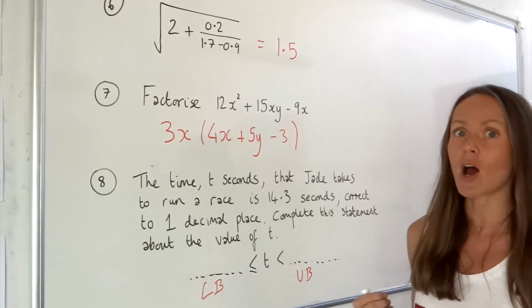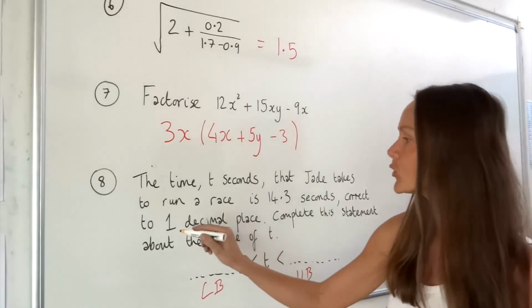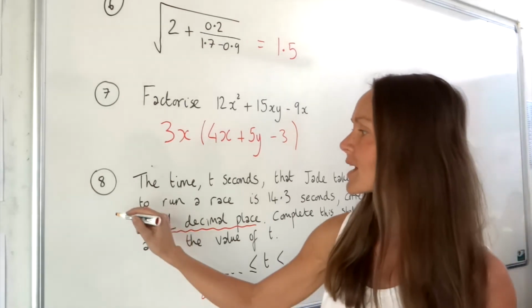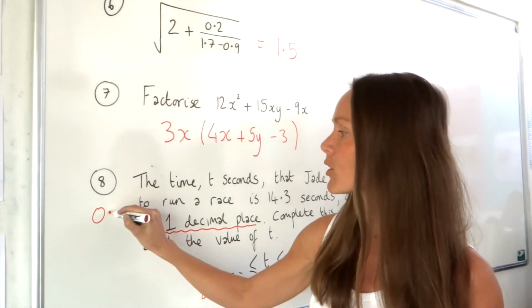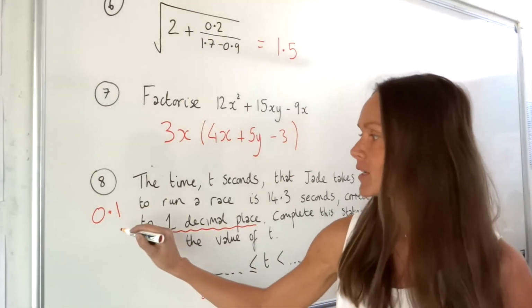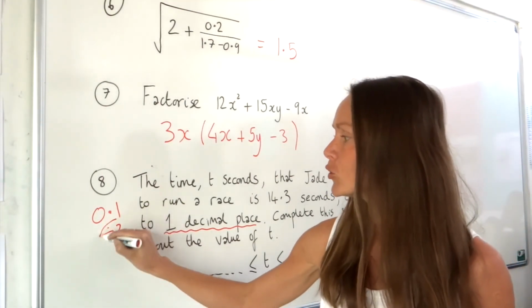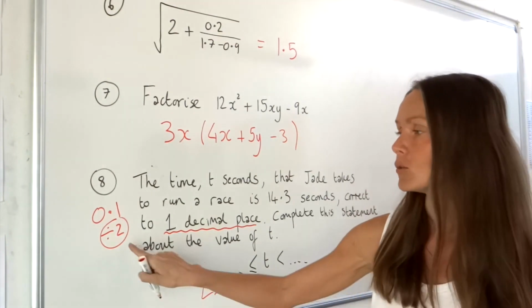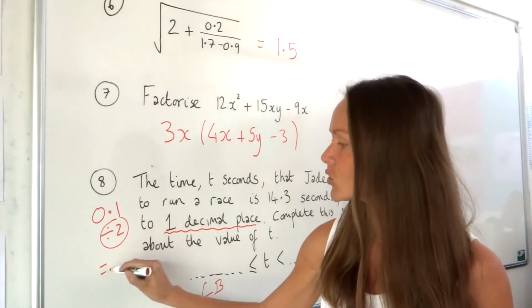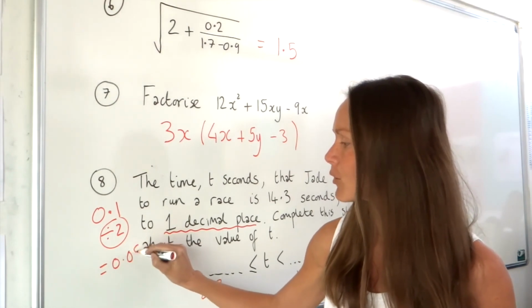So to work out the upper and lower bounds, you have to take this value here. So 1 decimal place is like saying 0.1. You have to divide that value there by 2. You always have to divide by 2 in order to work out the upper and lower bounds. Now, when I divide that by 2, I get 0.05.